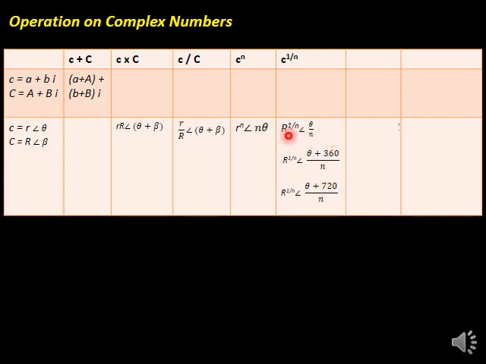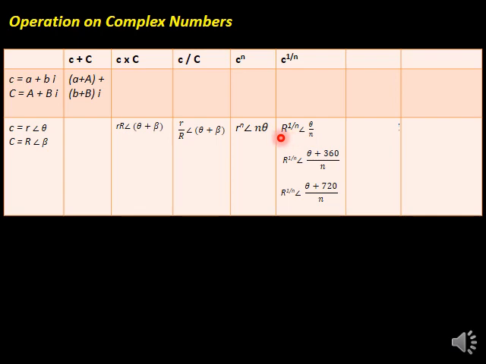So let's say this is a small r. Taking the nth root is the same as raising c to the power of 1 over n. We simply raise our r to 1 over n, and our angle is 1 over n times theta, because here we have n, and we multiplied n by theta, so our exponent is multiplied by theta. Since 1 over n times theta is theta over n, this is the first root of our complex number.